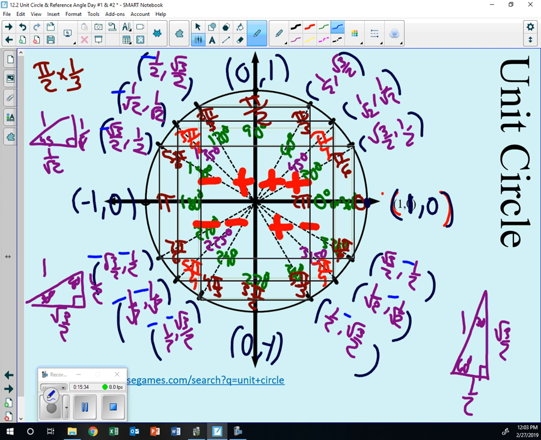Yeah. But this is what you need to know so that you can answer this burning question: what is the sine of 5 pi over 6? Turn to your neighbor, tell him what the sine of 5 pi over 6 is.